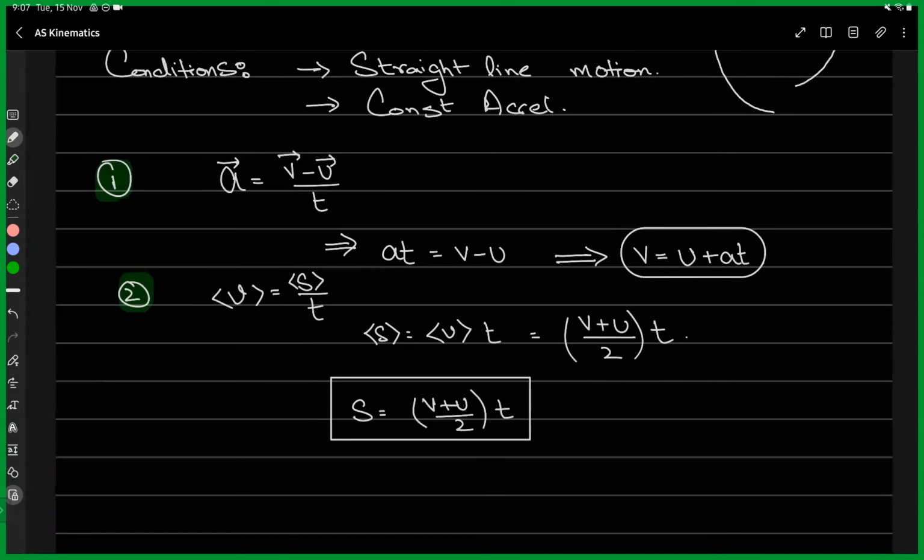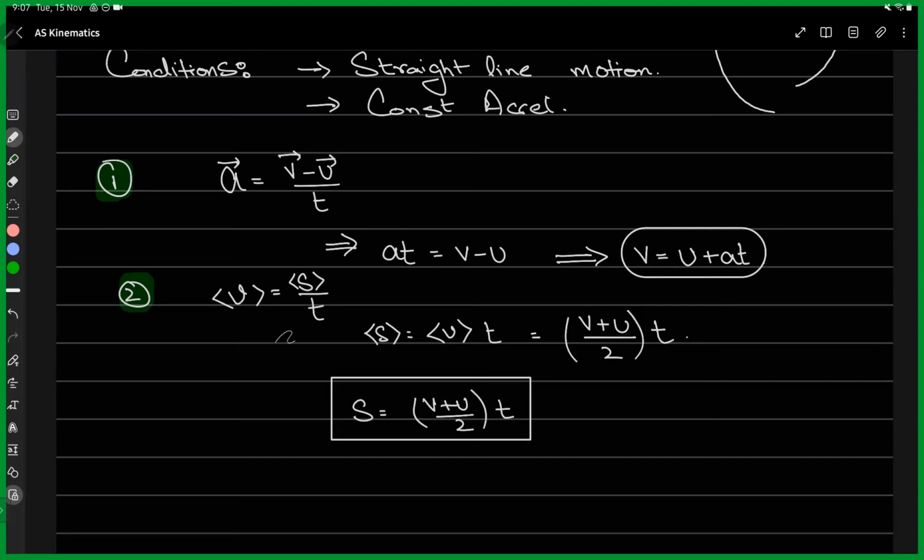So we saw that we have these two equations of motion, which are pretty straightforward, and they come from the definition of the quantities that we have discussed so far. We have acceleration, which is the change in velocity per unit time, which you can rearrange to get v is equal to u plus at, and that's your first equation of motion.